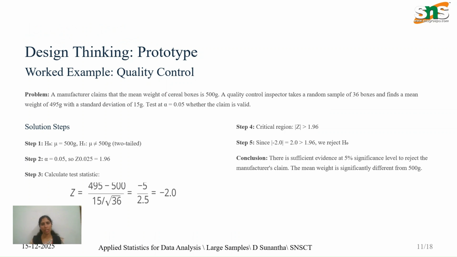Then alpha is fixed at 5%, and the critical value will be 1.96 as per the z-table. Next, applying all the given data in the formula, z is equal to x minus mu naught divided by sigma divided by root n. On substitution, we get the answer as minus 2.0. And our critical value is 1.96. So obviously from this, we can see that our critical value is smaller than our calculated value. Therefore, we are going to reject our H naught. That is, the manufacturer's claim that the cereal boxes weigh 500 is false.